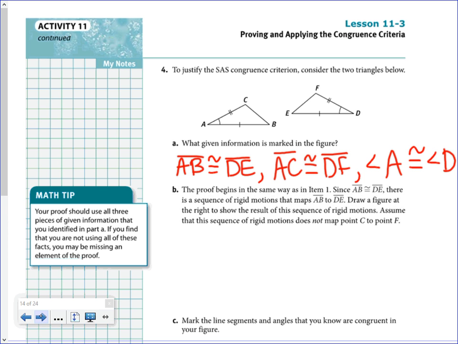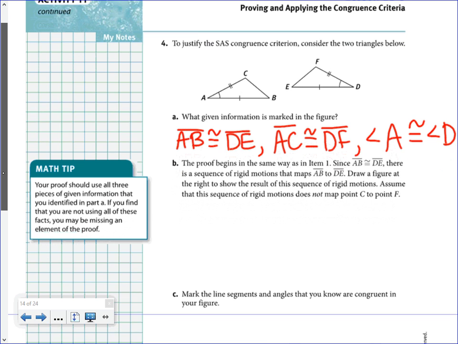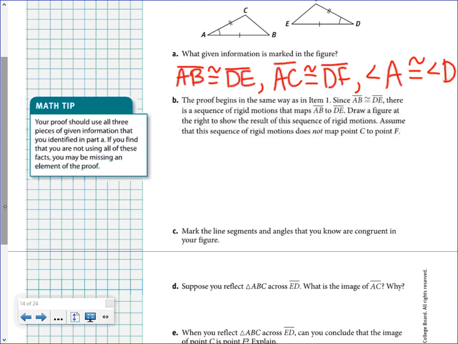And so the proof begins in the same way. Since we know that AB is congruent to DE, we have to be able to show some way to map AB onto DE. And they want us to draw the figure. And again, assume that it does not map point C to point F. So I'm going to have E, F, and D. And then I'm going to have B, C, and A.